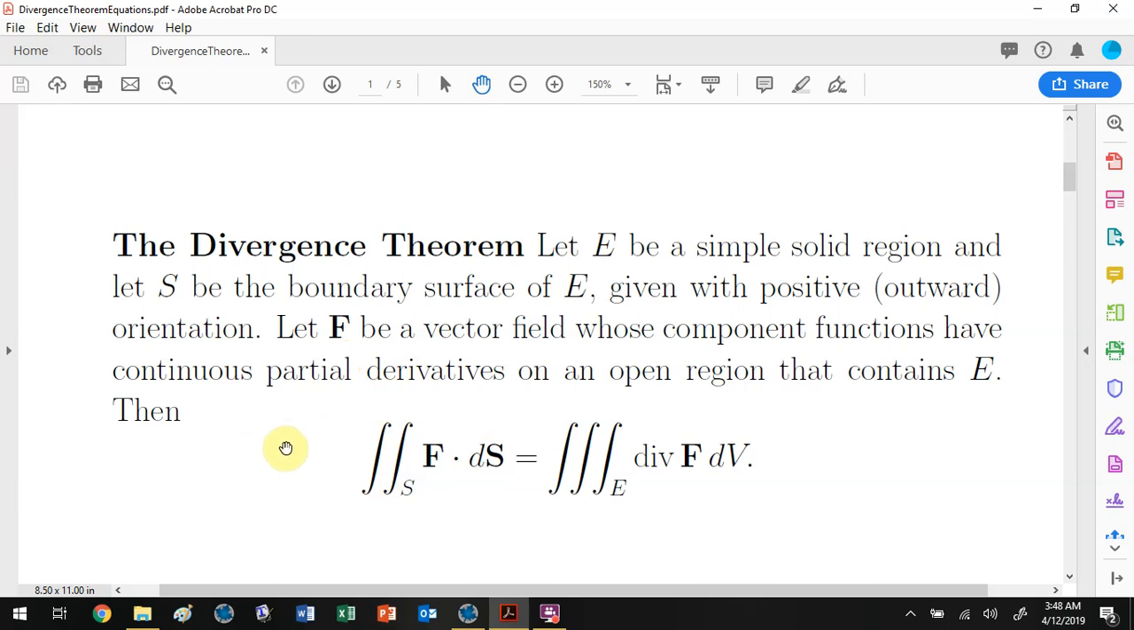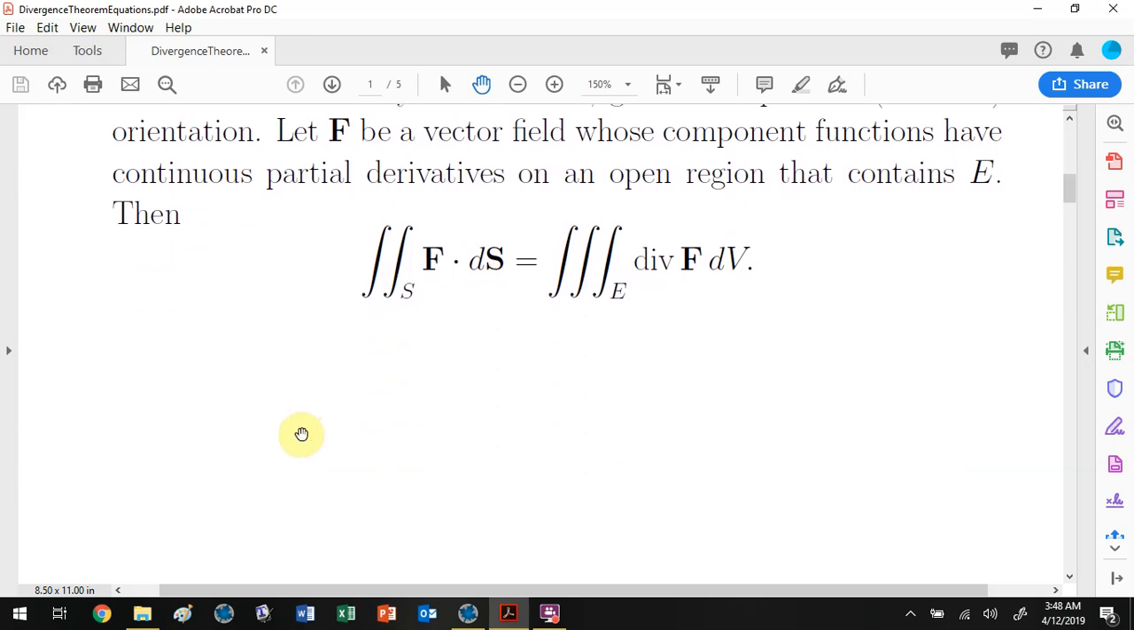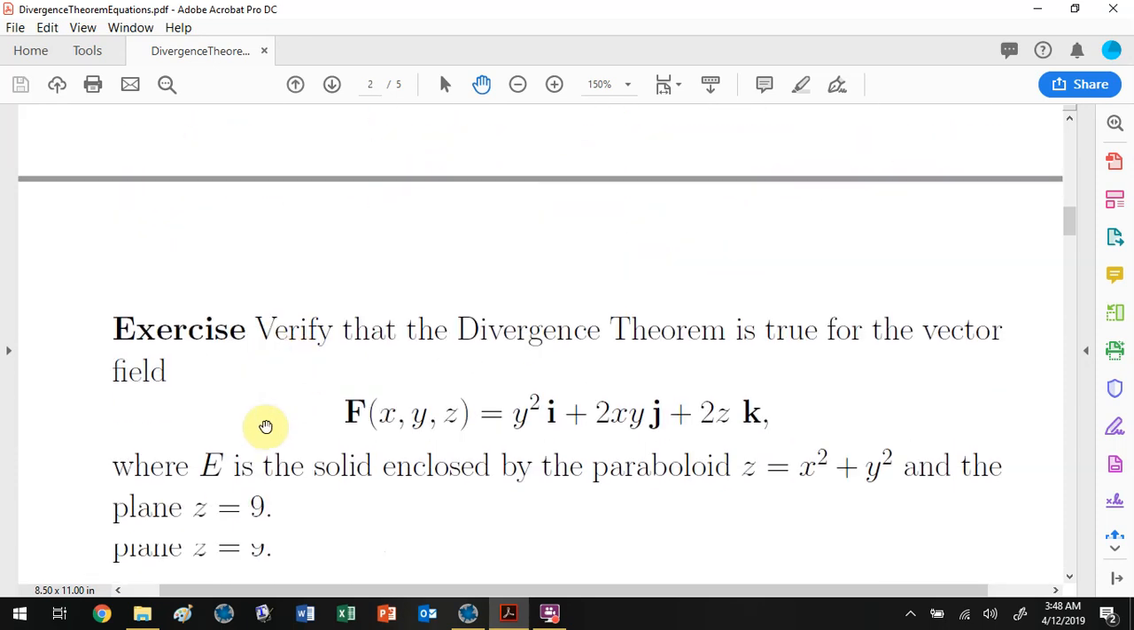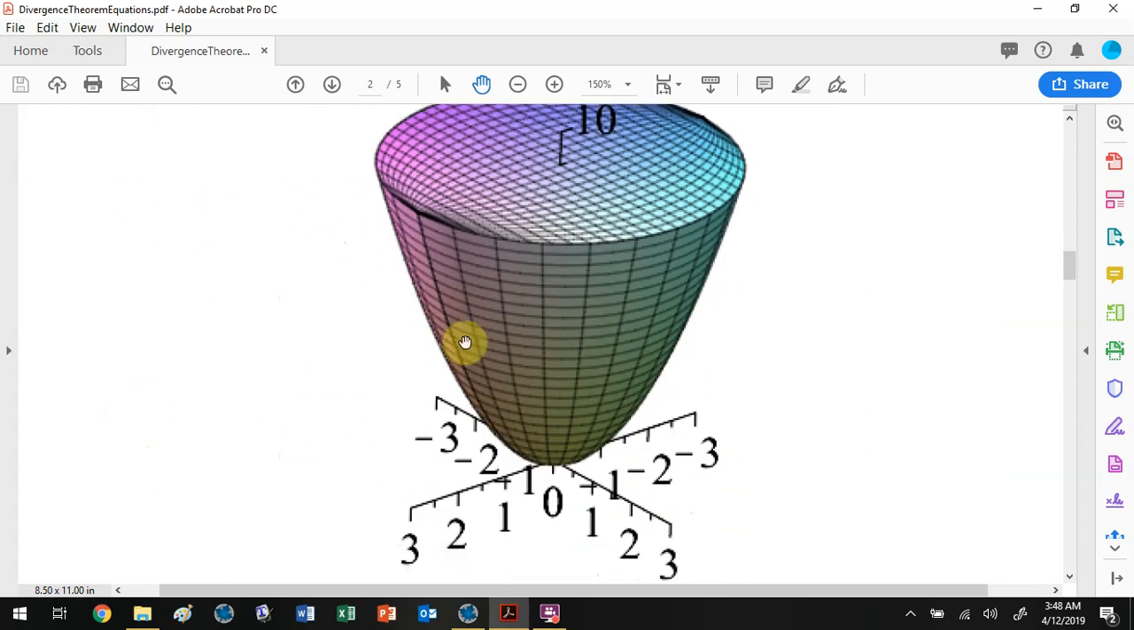And so for the rest of this section, we're just going to do an example where we'll verify that this actually holds for a particular case. So here's an exercise. We're going to verify that the divergence theorem holds for this vector field here, where E is the solid enclosed by the paraboloid z equals x squared plus y squared and the plane z equals 9. So that is this surface right here.